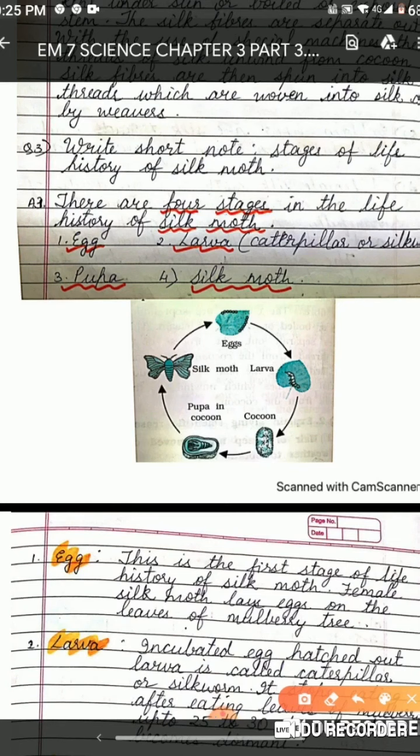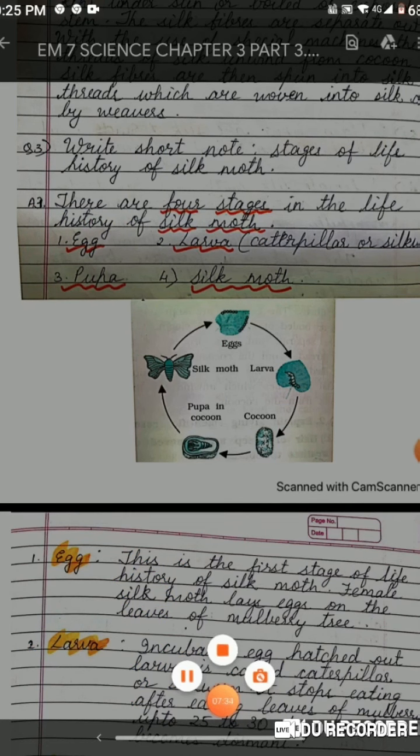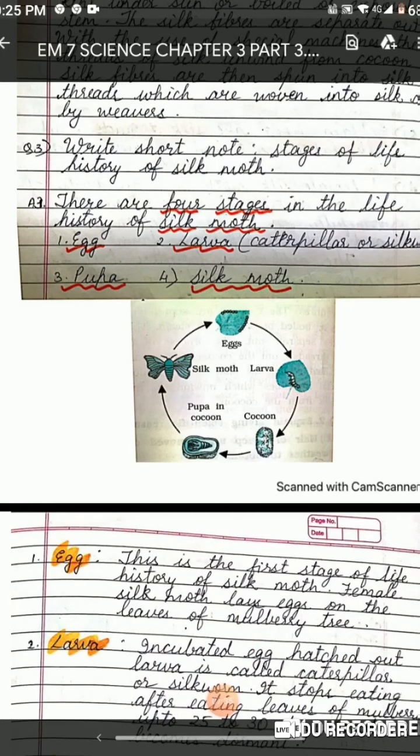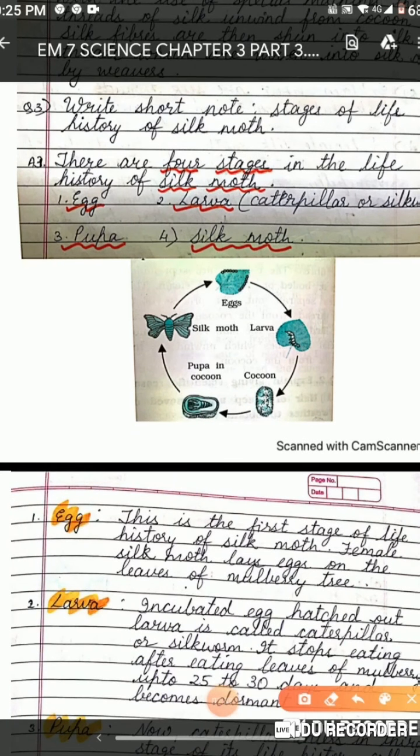Question number 3. Write short notes. Stages of life history of silk moth. There are 4 stages of the life history of the silk moth. First one is the egg, then the larva or the caterpillar, the pupa and the silk moth.